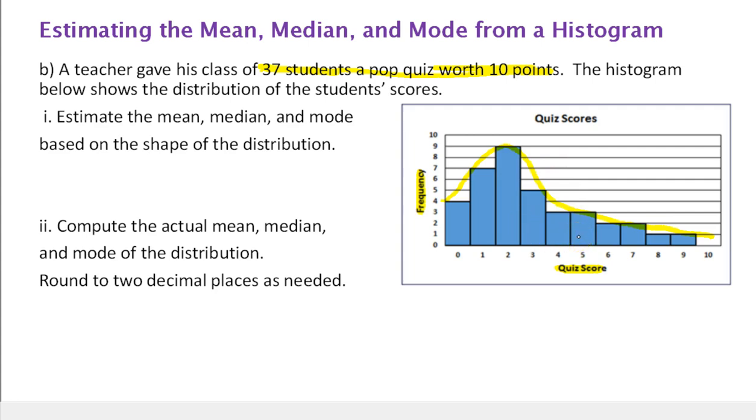Now when this is the case, we can still identify the mode pretty quickly. The mode is the highest bar. So this is going to be our mode because there's 9 values here. So the mode is 2. And we're asked to estimate it, but hey, that's easy to do. So the mode is 2, or we estimate the mode to be 2.